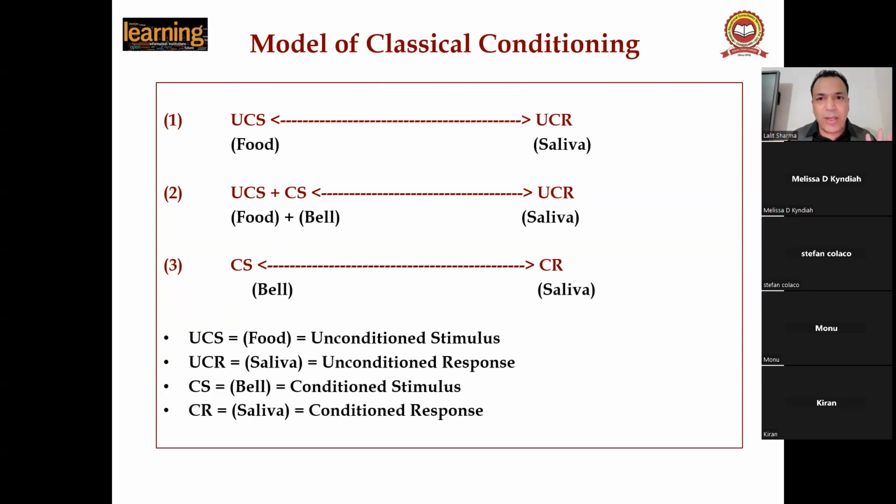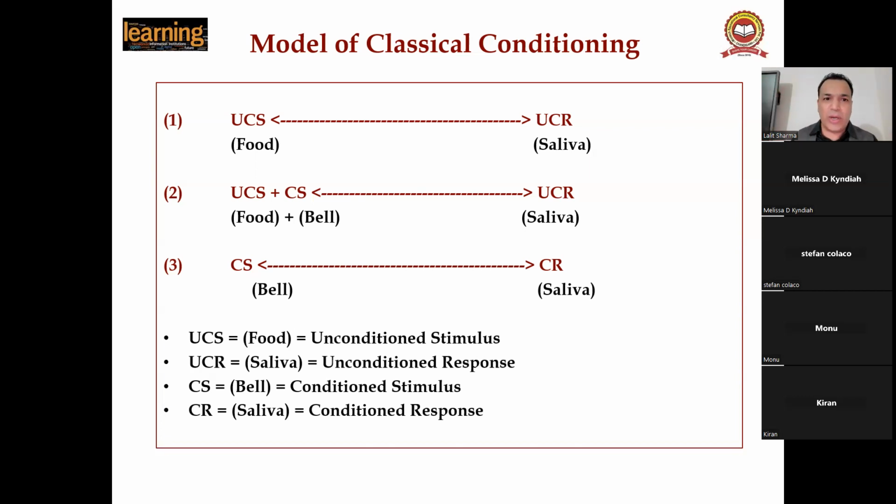Unconditioned stimulus was food. Naturally, when the food comes in front of us, the saliva naturally comes. Okay. So food is coming, saliva is coming. UCS results in UCR. Unconditioned stimulus, unconditioned response. It means there is no conditioning, there is a natural response. Right?